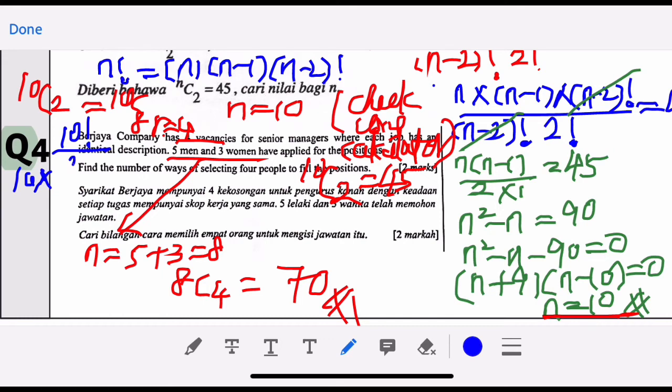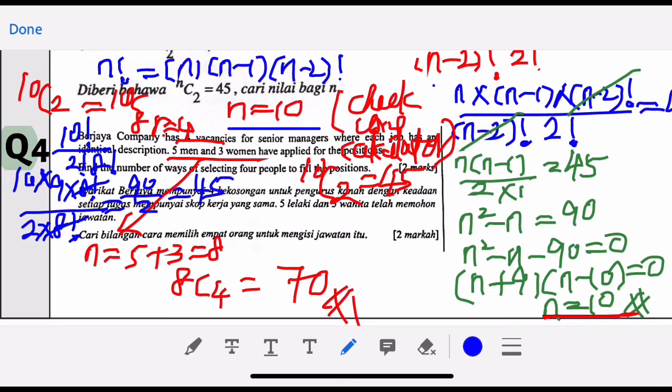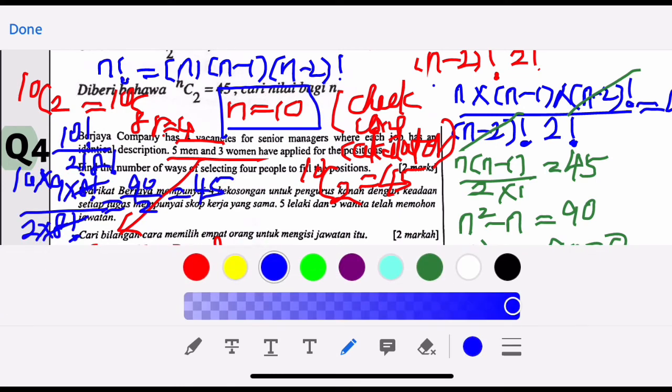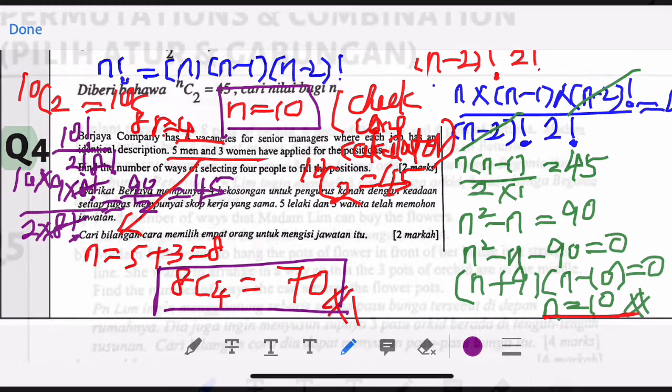10C2 is actually equal to 10C8, right? So you can always check: 10 factorial over 2 factorial over 8 factorial. 10 factorial is 10 times 9 times 8 factorial. Then you cancel out the 8 factorial. After you cancel out, you have 90 over 2, which is 45, right? So this is a combination question using the nCr formula.